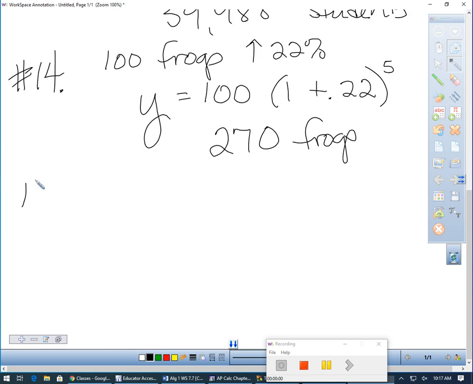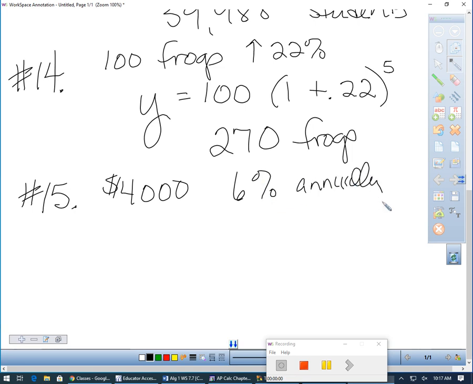Alright, so number 15 was the next question. On number 15, it gives you that you have $4,000 and it is earning 6% compounded annually for 5 years. Alright. So remember, this right here is how much we're starting with. So that's your P. 6%, we have to make it a decimal, so 0.06 is your R. Annually is your N, and in this case, annually means 1. And of course, 5 is your T, or years.